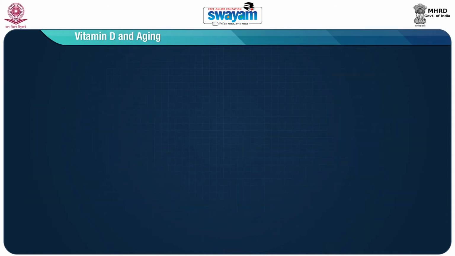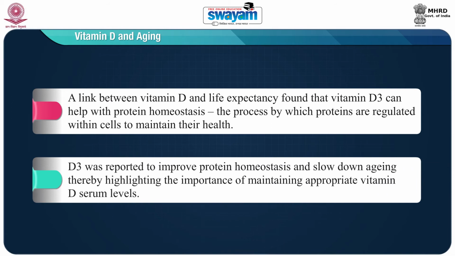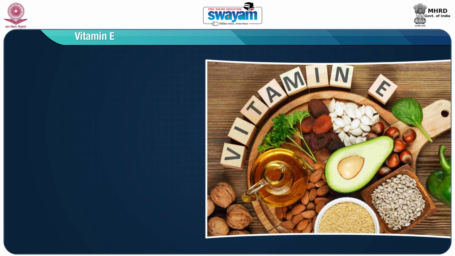Now, coming to vitamin D and aging, a link between vitamin D and life expectancy found that vitamin D3 can help with protein homeostasis, the process by which proteins are regulated within the cells to maintain their health. D3 was reported to improve protein homeostasis and slow down aging, thereby highlighting the importance of maintaining appropriate vitamin D serum levels. Now, the next fat soluble vitamin we take up is vitamin E.